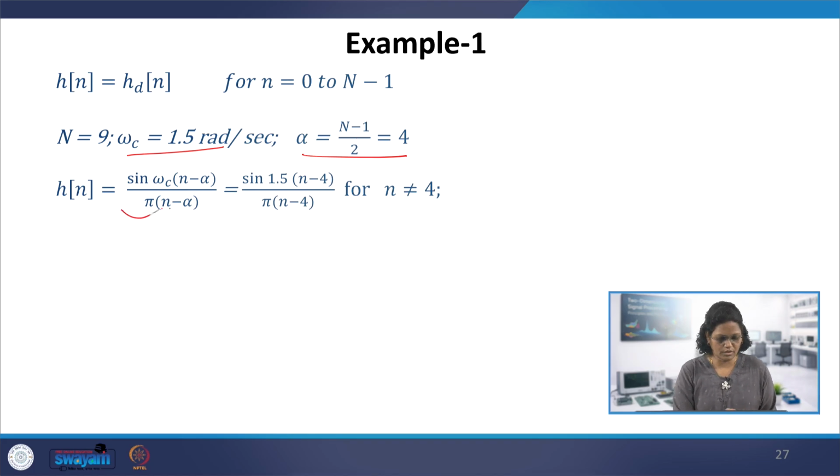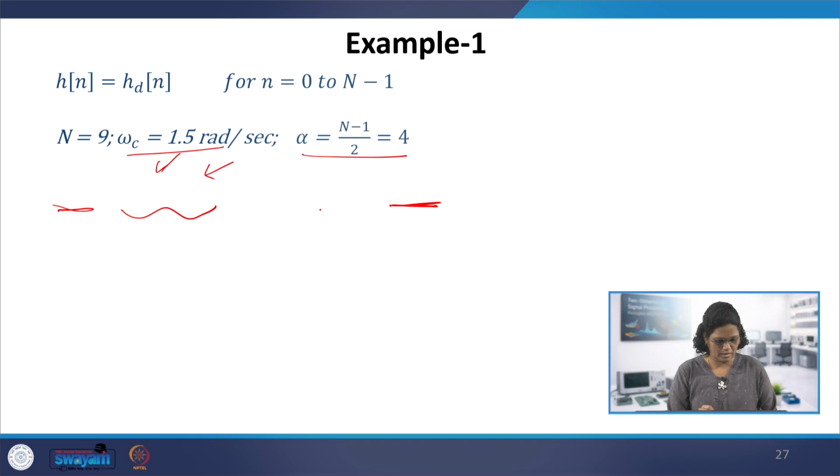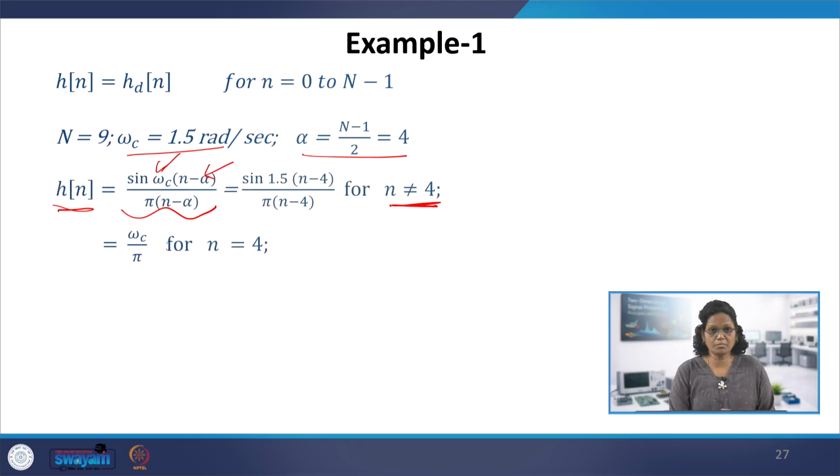So, the h of n that we got in the previous slide is sine omega c (n minus alpha) by (n minus alpha). Alpha is known now and omega c, the cutoff frequency, is given, and this is a truncated coefficient which is valid for n 0 to n minus 1, that is 0 to 8, where n is not equal to alpha, and for n equal to alpha, the expression is omega c by pi. So use this expression and get the coefficients.